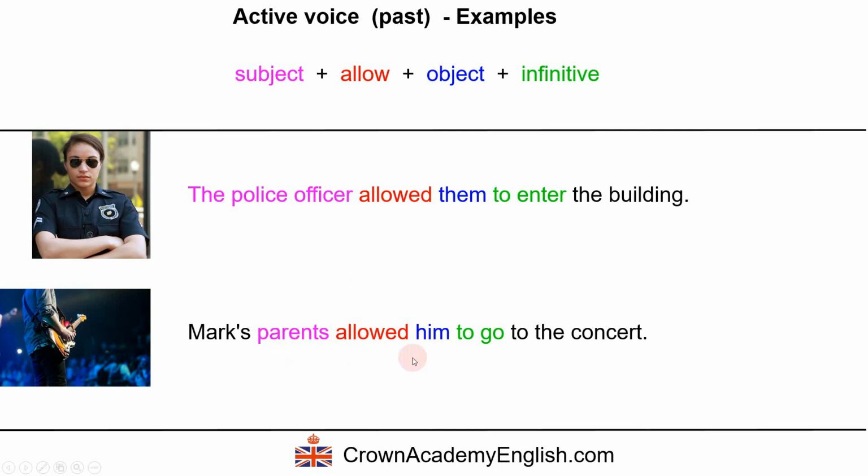Mark's parents allowed him to go to the concert. Okay? So this means that Mark's parents gave permission to Mark to go to the concert. And again, we're in the past simple tense here. Okay? And again, look, we have the subject. So we know who gave permission to them to enter the building. It's the police officer. We know who gave permission to Mark. It's his parents. And as we'll see in the passive, we no longer have this information.